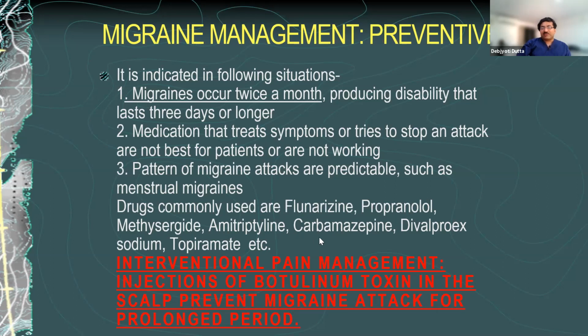Carbamazepine in general is not used for migraine, but it is commonly used for trigeminal neuralgia. Divalproex sodium is commonly used, and here the usual dose is 250 milligram. Nowadays OD preparations, once a day preparations, are available. So usually we start with 250 milligram once a day, then we increase to 500 milligram twice a day. Then topiramate is another newer drug where we should start from 25 milligram and can increase commonly up to 100 milligram, and usually we give it in divided doses.